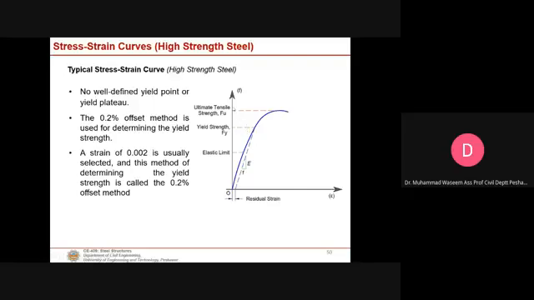So when we have this type of behavior, which is of high strength steel, we cannot locate the yield strength. So what we do is use a method we call the 0.2% offset method. This method is used to determine the yield strength of high strength steel. So how do we do that? 0.2% means 0.002 strain.